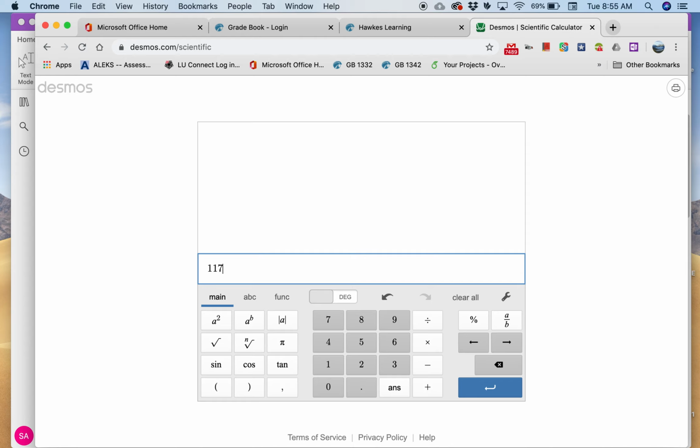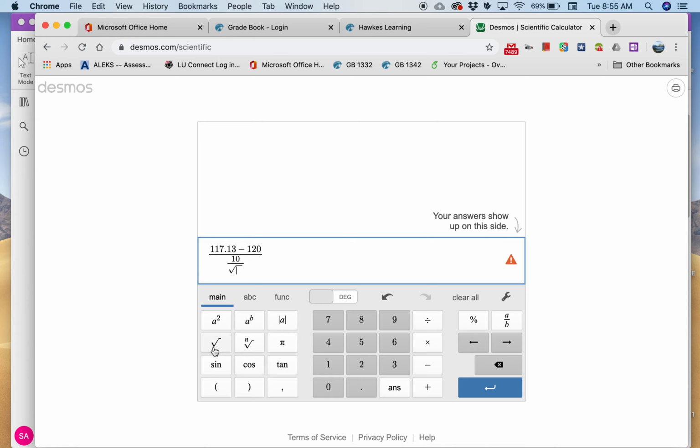So now type in the problem. We had 117.13 minus 120, and all of that, so I'm going to highlight that, is being divided by... a quick note on that: I highlighted it and hit divide on my computer, but you can also just highlight it and then hit divide. Then I type in the bottom, 10 divided by the square root of 90. You can double check that everything's typed in correctly and the answer shows up on this side. So we have a really long decimal.